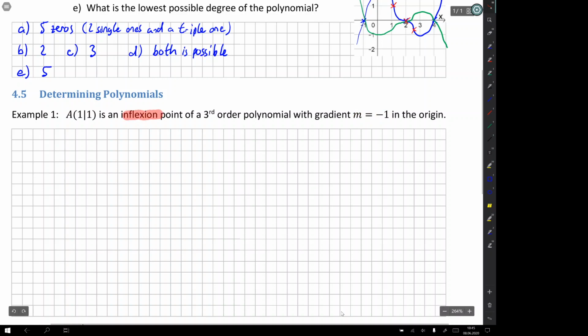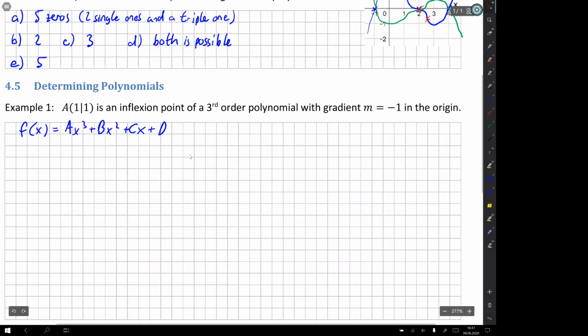Since we're talking about an inflection point and about gradients, we know we need the first and the second derivative, but let's start first with the third order polynomial. What is the general equation of a third order polynomial? It is this here: f of x is a times x to the power of 3 plus b times x squared plus cx plus d. Now we need the first and second derivative, try to find them, and here comes the solution.